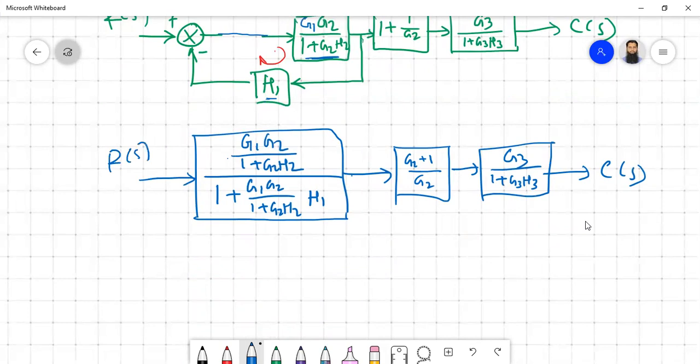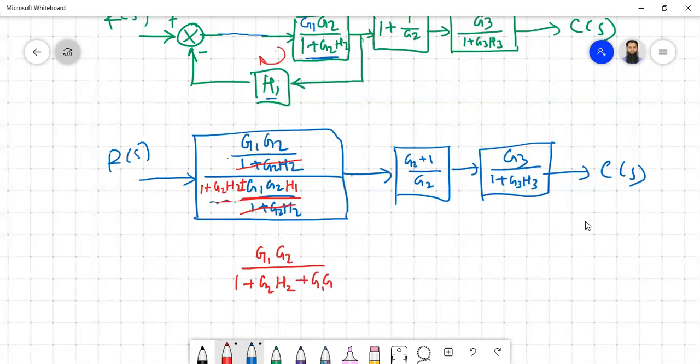So now you can actually apply a bit of simplification here. What we are going to get here is, if you multiply together, you can make it something like this. So H1 can be here, and then we can have 1 plus G2 H2 plus this one. Now the simplification simply applies the fact that this one and this one cancel each other. What is left here is G1 G2 by 1 plus G2 H2 plus G1 G2 H1.